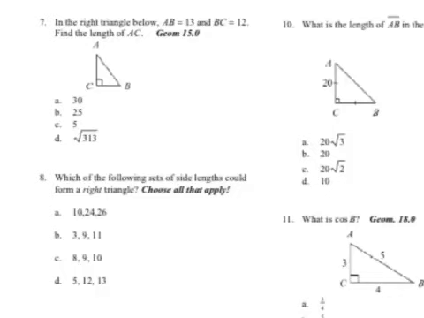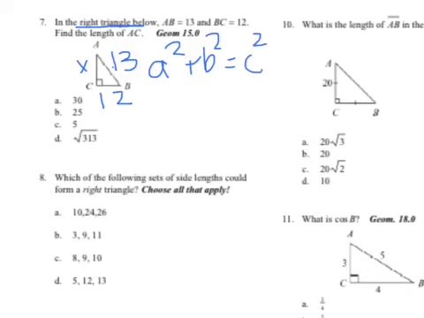In question number 7, they tell us we have a right triangle, and they tell us side AB is 13. They tell us BC is 12, and they want you to find the missing side. So basically you're going to do the Pythagorean theorem, and the biggest thing to remember is the hypotenuse is always the C value, the longest side.